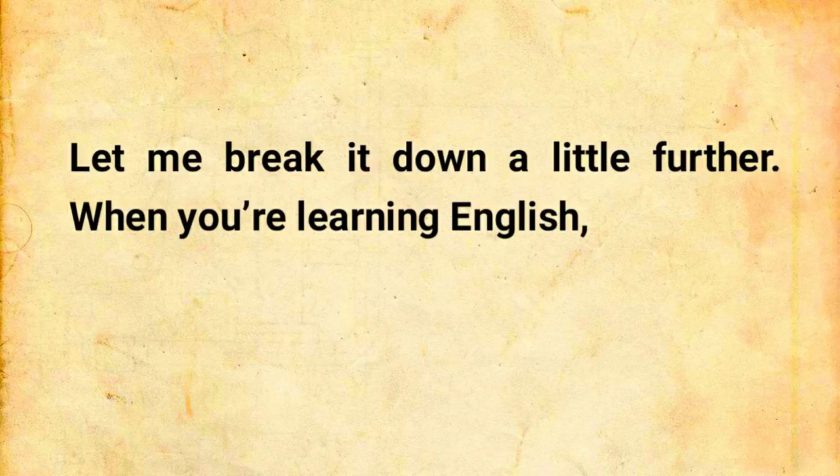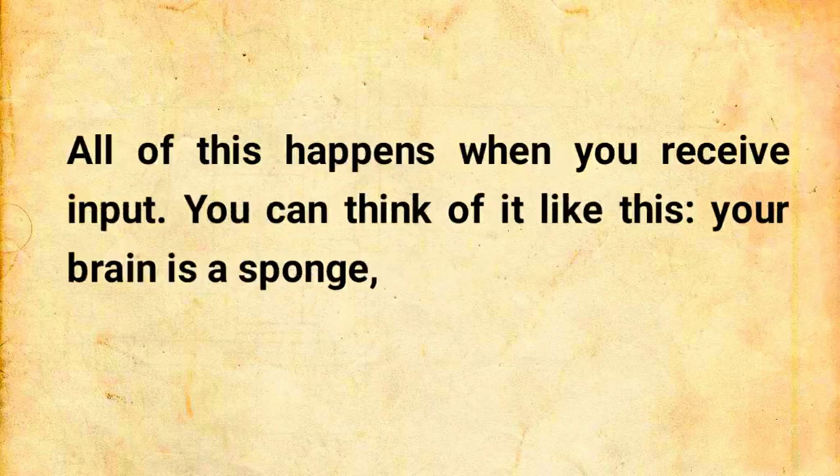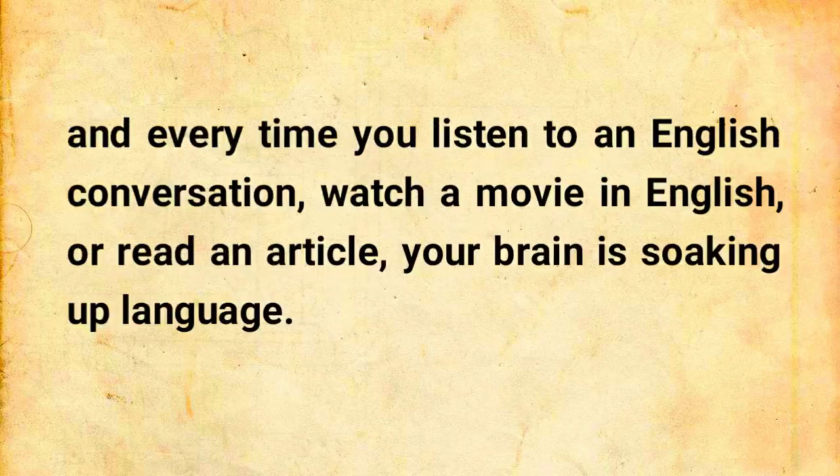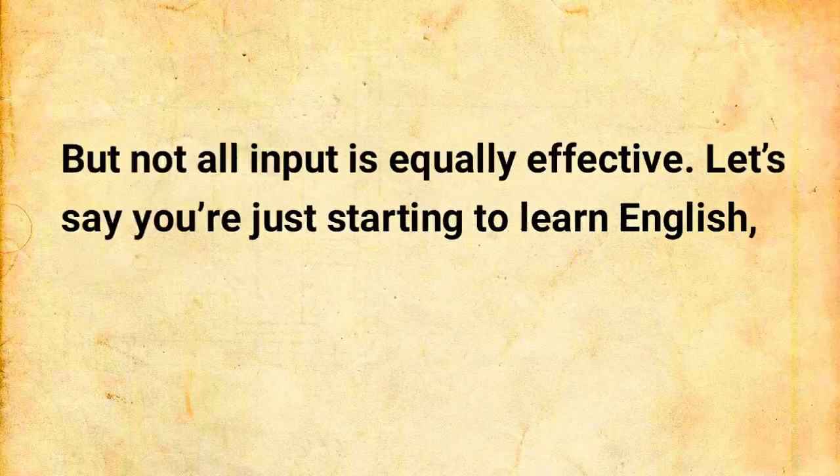When you're learning English, you're essentially training your brain to recognize patterns, sounds, vocabulary, and sentence structures. All of this happens when you receive input. You can think of it like this: your brain is a sponge, and every time you listen to an English conversation, watch a movie in English, or read an article, your brain is soaking up language. This exposure is what helps you understand how English works and how to use it. But not all input is equally effective.